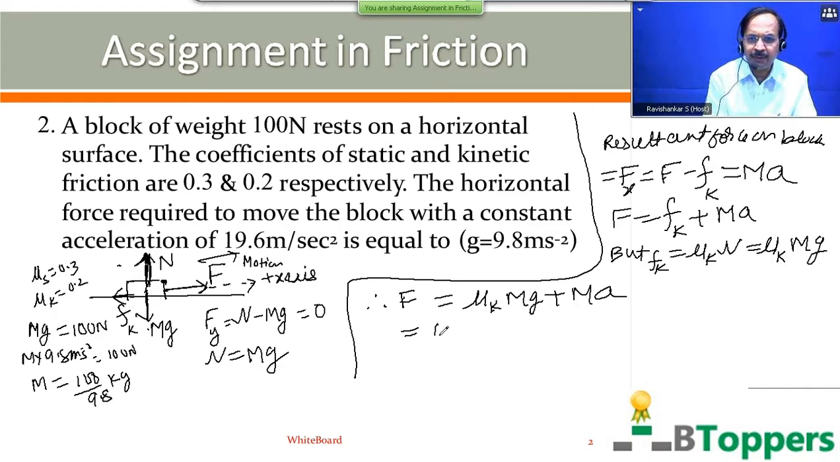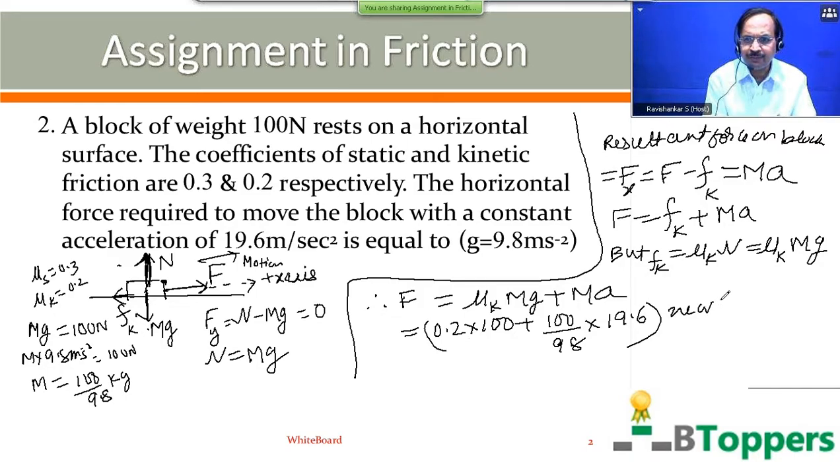Here mu k is given as 0.2. The weight mg of the block is 100 newtons. The mass of the block is 100 by 9.8 kg. The acceleration is 19.6 meter per second square. So substitute all the values in SI units. So it will be in newtons.